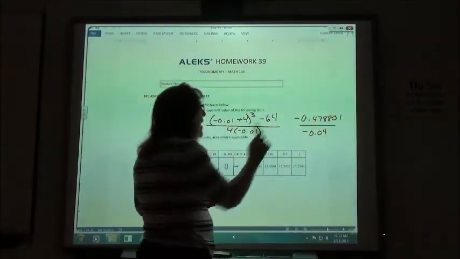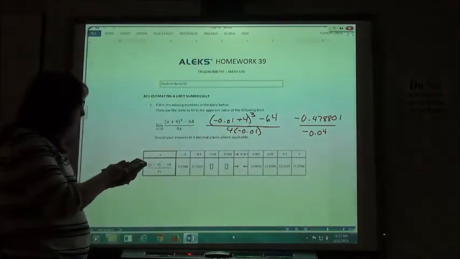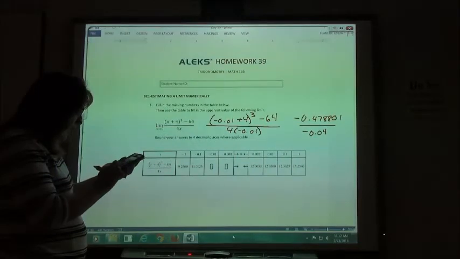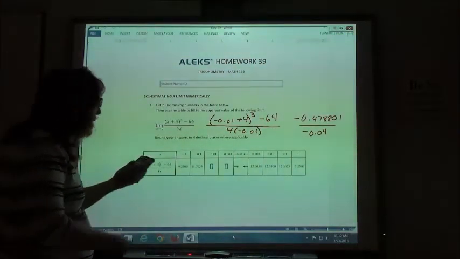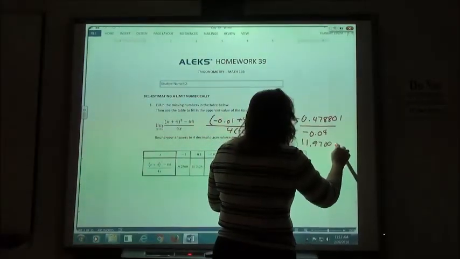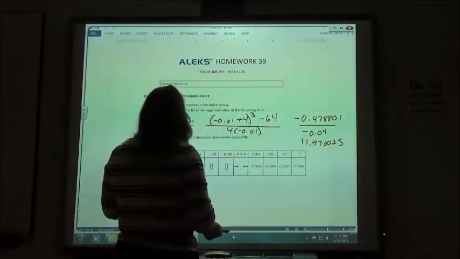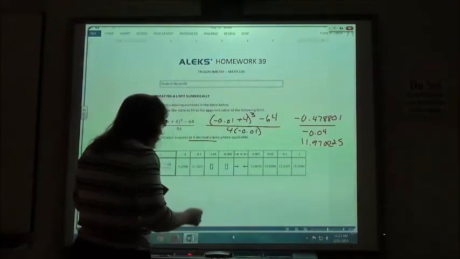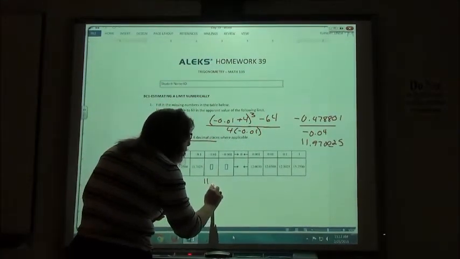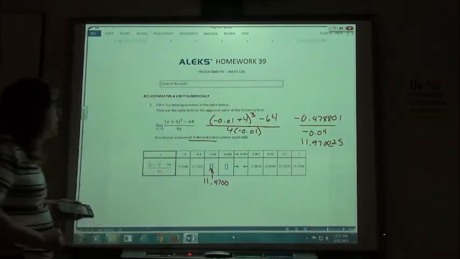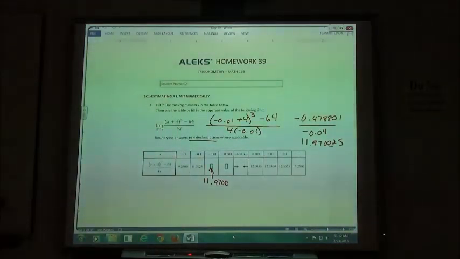So now I'm going to take the top divided by the bottom. So -0.478801 divided by -0.04 gives me 11.970025. We are going to round off to 4 decimal places on our final answer, and so we are going to have 11.9700 in here for when we evaluated it at -100th.